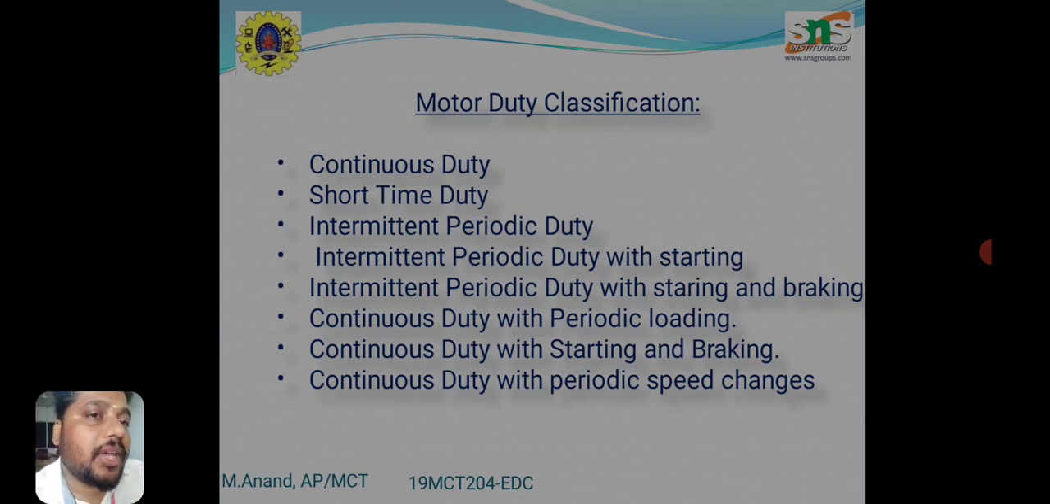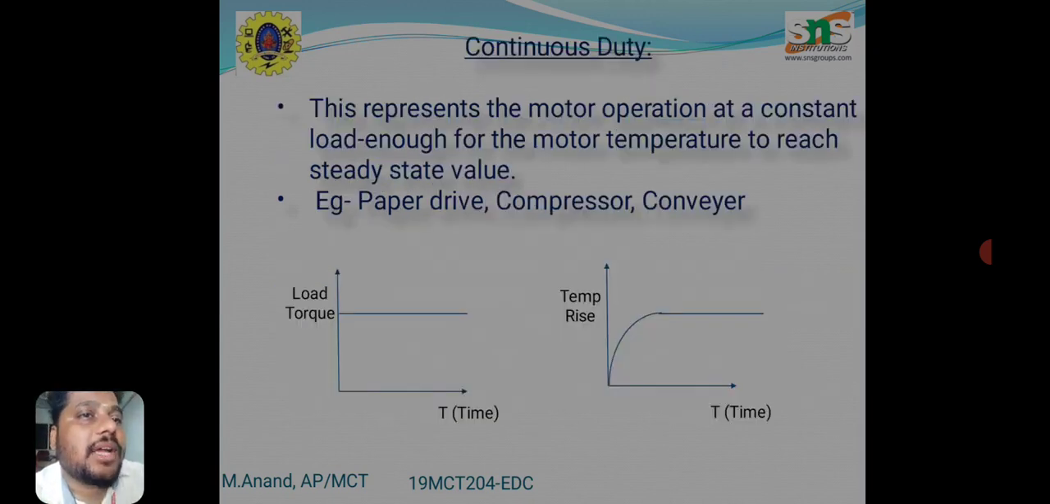So we have classified it into 8 types: the continuous duty, short time duty, intermittent periodic duty with starting, intermittent periodic duty with starting and braking, continuous duty with periodic loading, continuous duty with starting and braking, and continuous duty with periodic speed changes. These are some of the classifications of motor duty. Okay, we start from continuous duty.